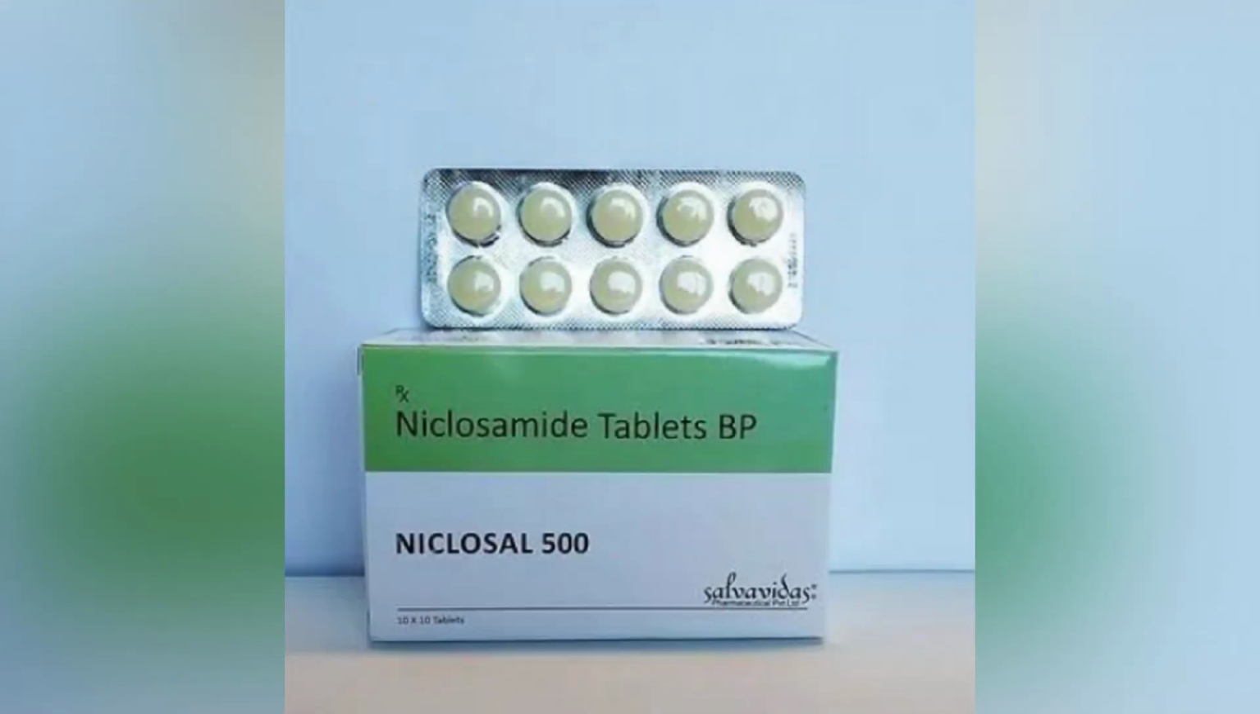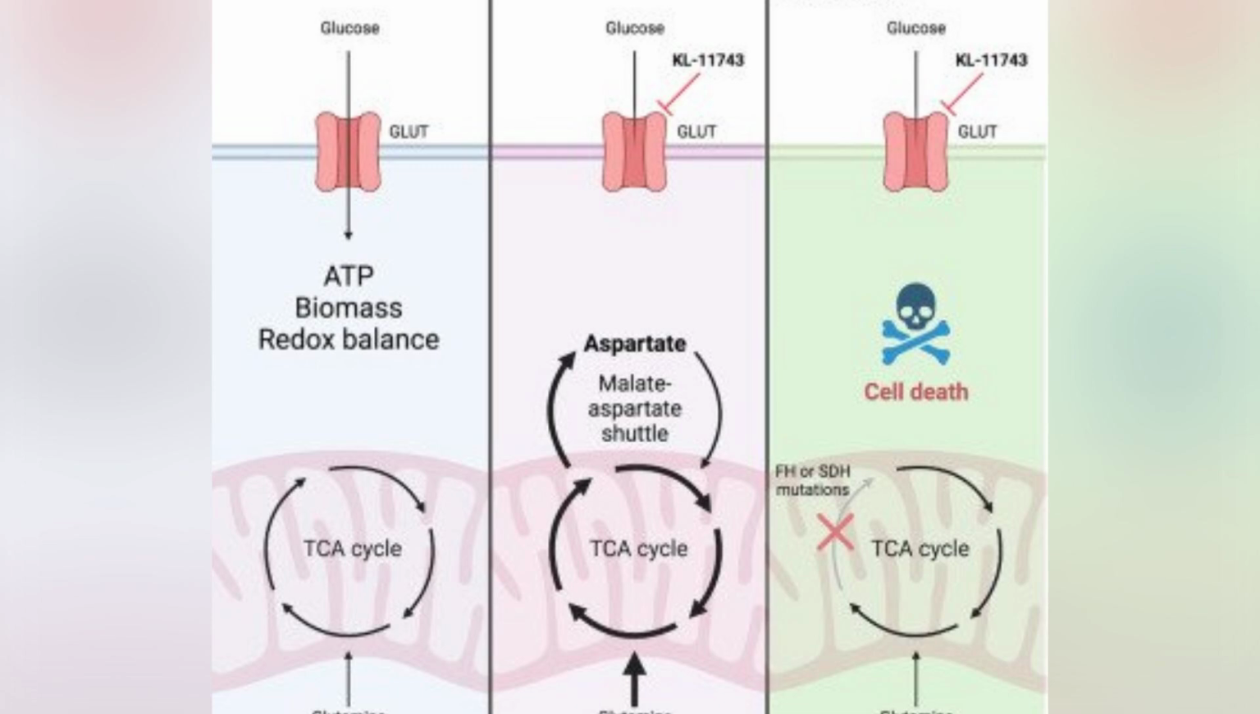Niclosamide is used for tapeworm infestations, including taeniasis. However, it is not effective against other worms, such as flukes or roundworms. It works by inhibiting glucose uptake and oxidative phosphorylation by the worm.